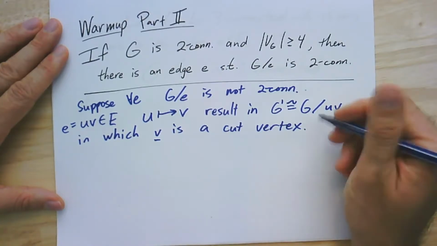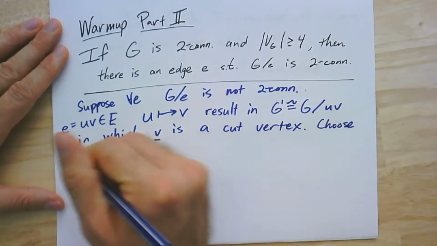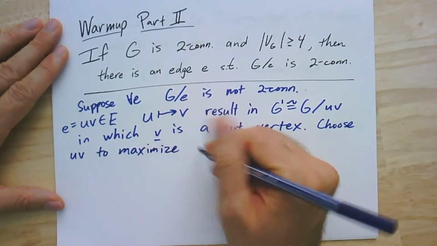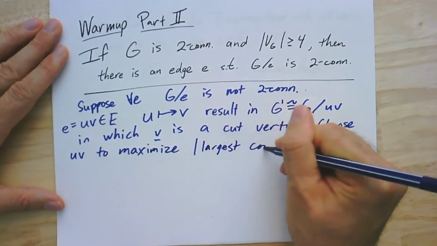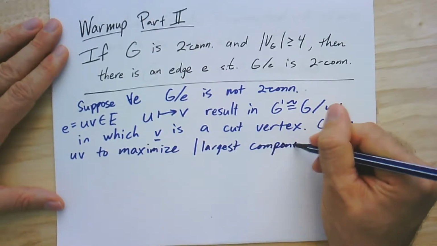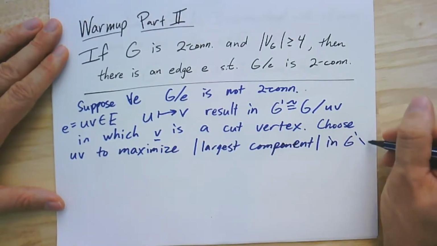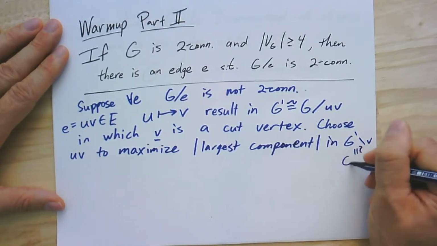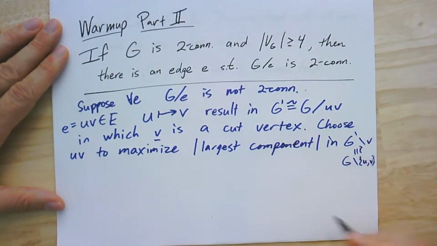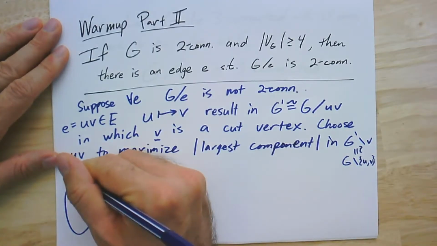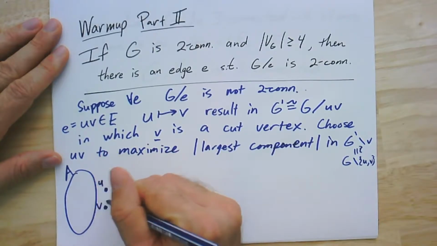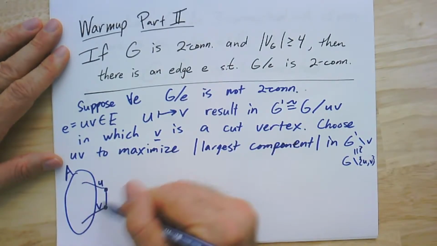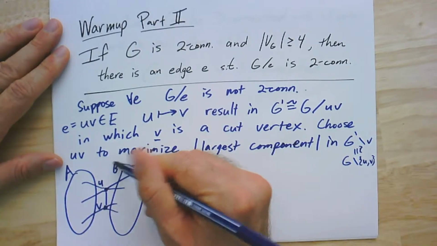Now, what I'll do is I'm going to choose UV, choose this edge to maximize the size of the largest component in G prime minus V. So I remove that vertex, and you might also think of this G prime minus V as just taking G minus U and V. Okay, so I want the largest possible component. So in pictures, let's call that component A. I've got U, I've got V, I've got the edge between them. And if I were to contract that edge and then remove it, or if I just remove it directly, what I get is A, and then some rest of the graph B.